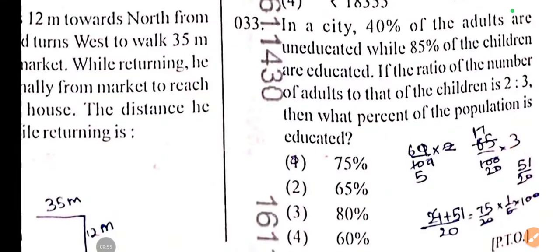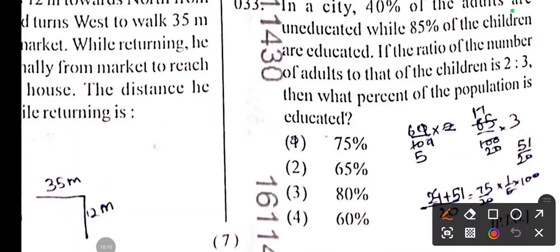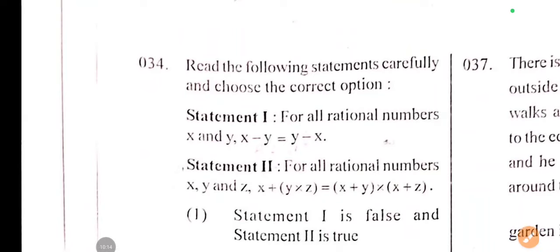Question number 33. In a city, 40% of the adults are uneducated, while 85% of the children are educated. If the ratio of the number of adults to the children is 2:3, then what percentage of the population is educated? Option 1, 75%.